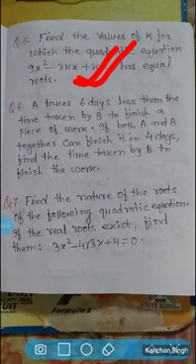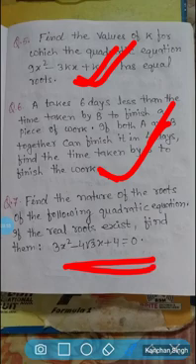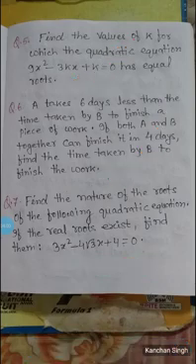Now, word problems. A takes 6 days less than the time taken by B to finish a piece of work. If both A and B together can finish it in 4 days, find the time taken by B to finish the work. This is a word problem that you have to solve. Now the next question is: find the nature of the roots of the following quadratic equation, and if the real roots exist, find them. Remember that you have learned about D equal to 0, D greater than 0 and D less than 0, and accordingly you know how to find the values.